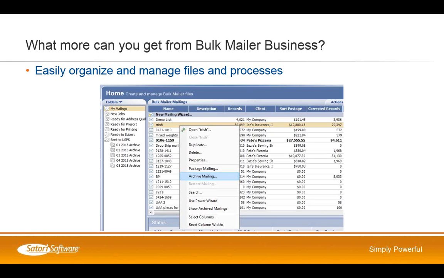Another feature that we have here is the option to archive a mailing. For those of you who've been using Bulk Mailer for a while, you get used to the rows and rows and rows of mailings on that home screen. The archive mailing is a way for you to hide that mailing from view. It's still there in the background, but it's not cluttering up your home screen.